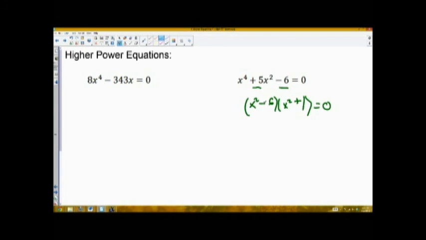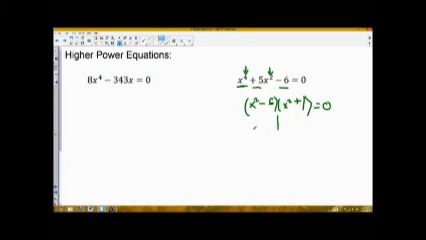Notice that when I FOIL this out, this is the exact system I'll get. So this is actually a process that'll work anytime you have an exponent which is double the next exponent in line. You can factor it just like you would any other quadratic equation, and the square root of the highest power turns out to be the part of that factor.